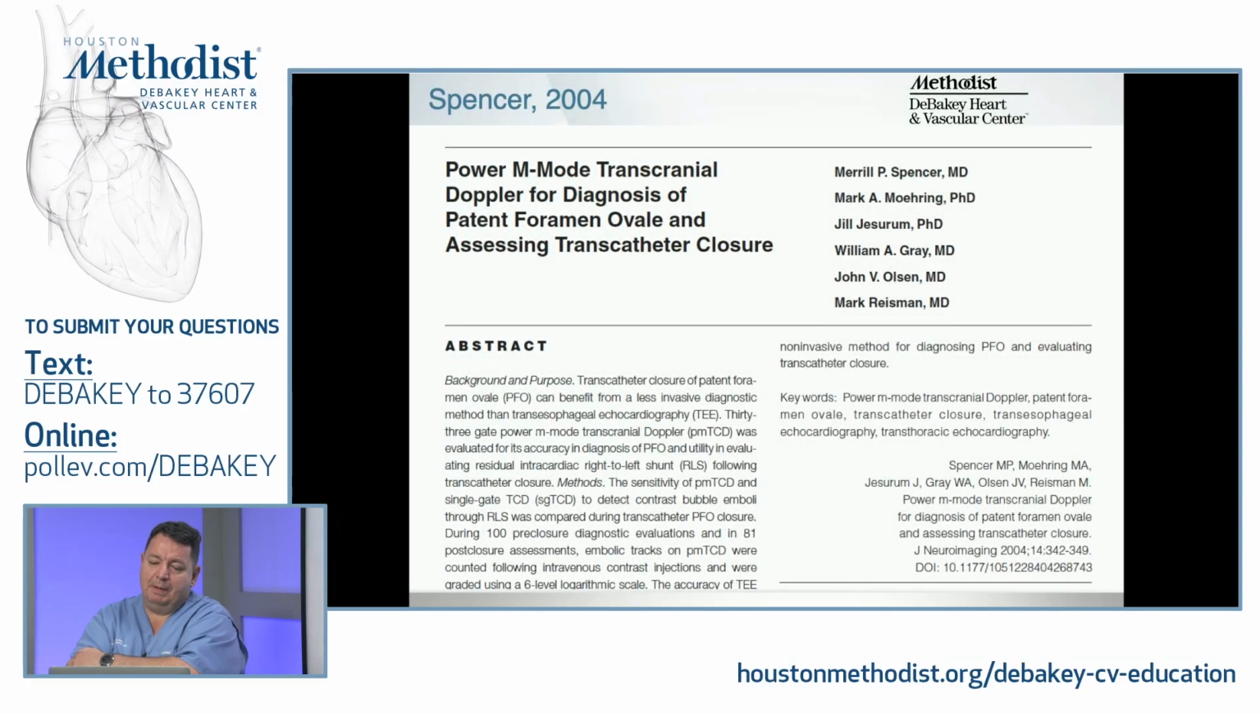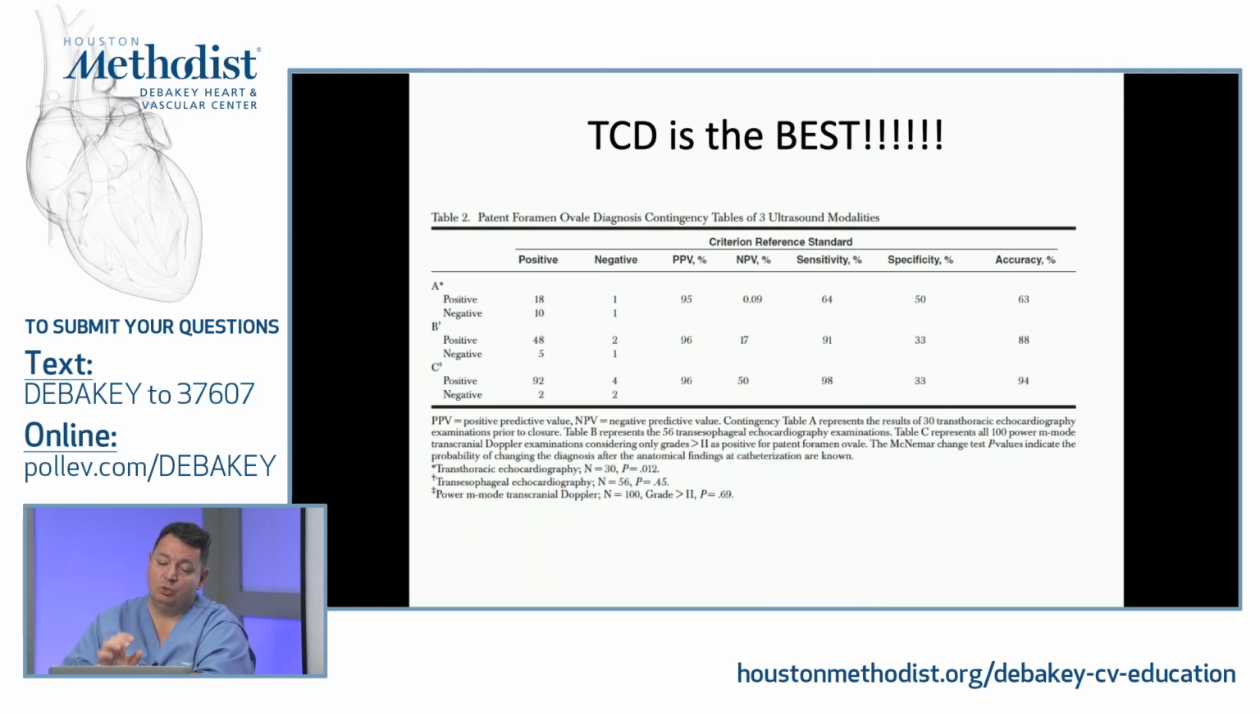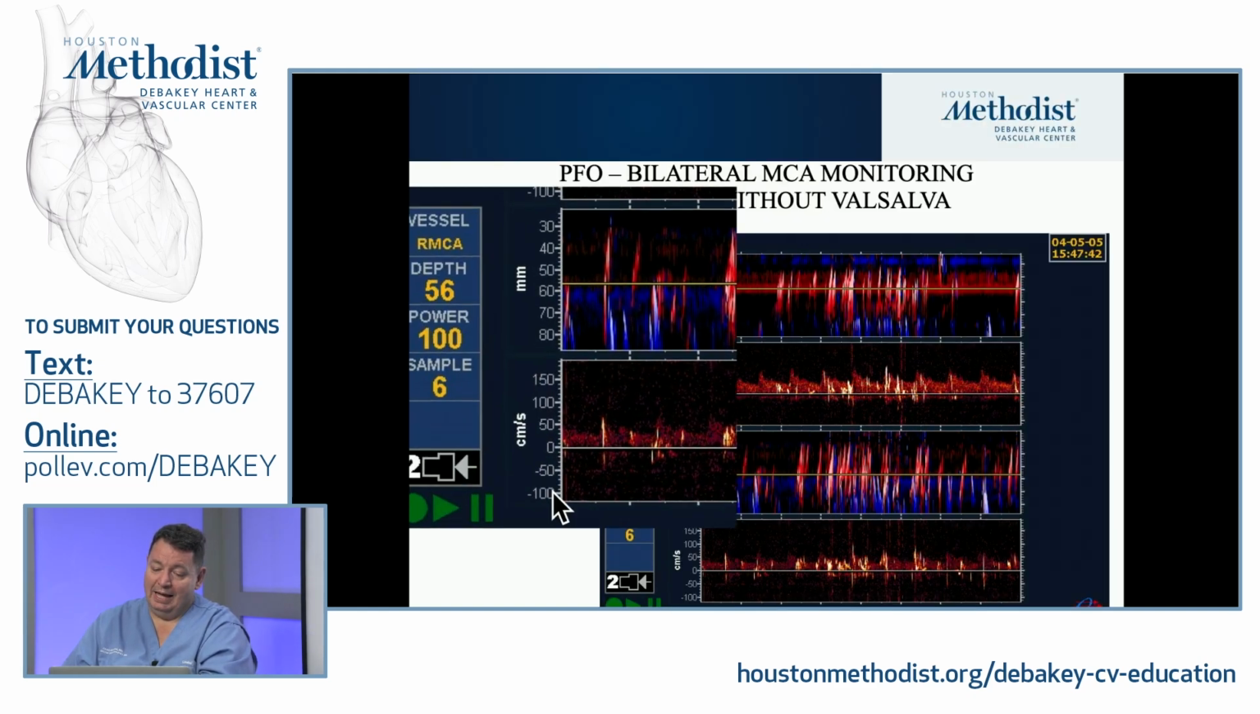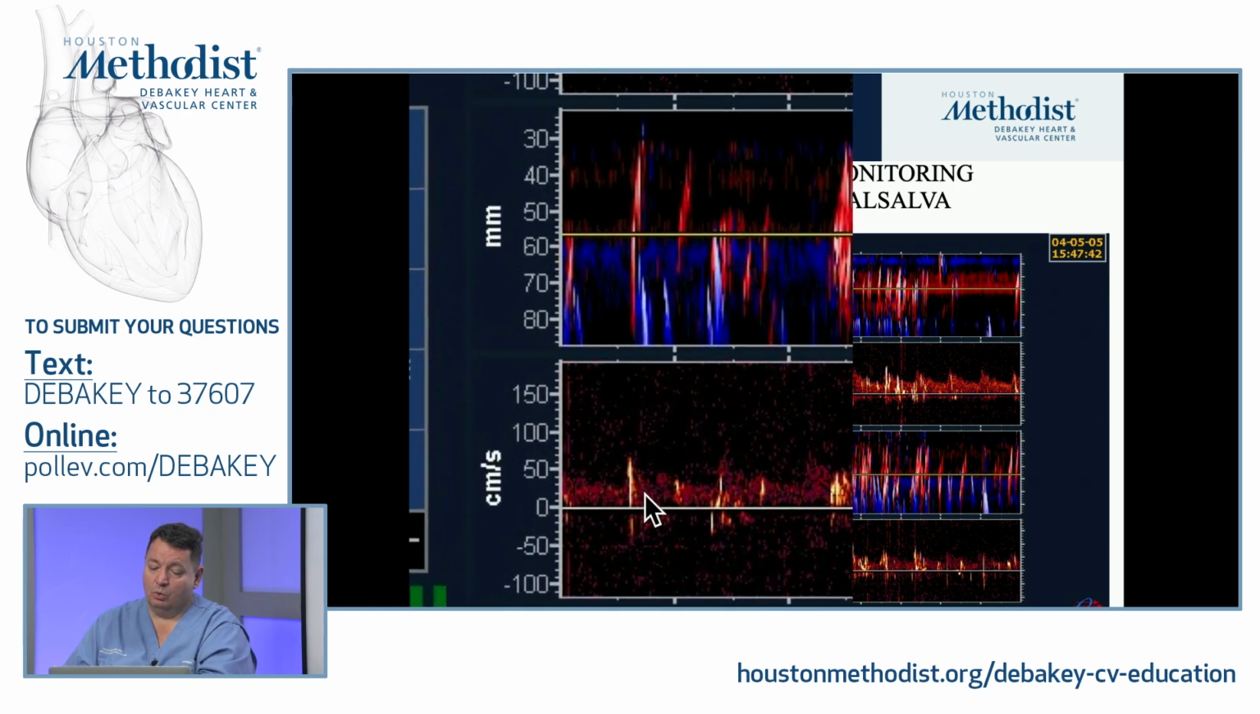One of my favorite papers, actually, is from the late Dr. Spencer, who also created this M-mode for us. He showed that using his M-mode transcranial Doppler with the bubbles, they were showing better sensitivity and specificity than the TEEs. So basically what he tried to show is when you have an image, the spectrum, here you only see like 5 or 6 bubbles. But adding to that, you see about 40-50% more bubbles.